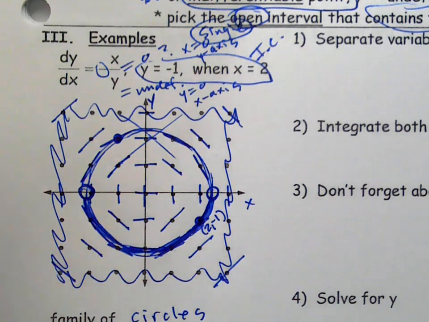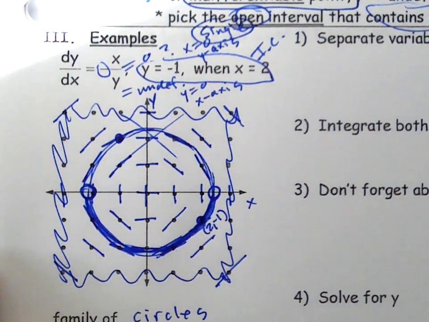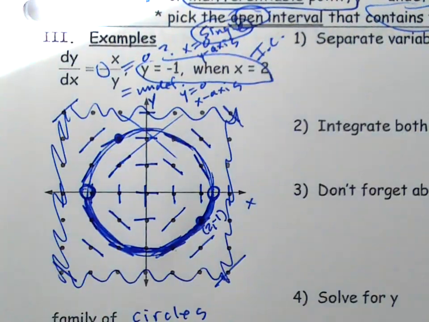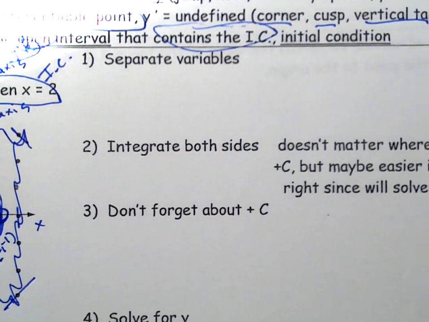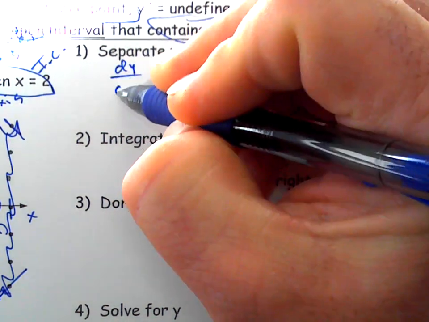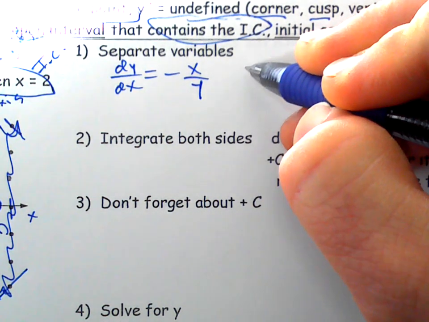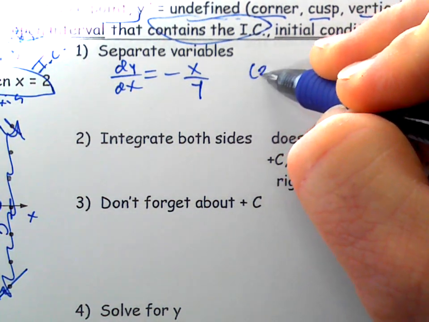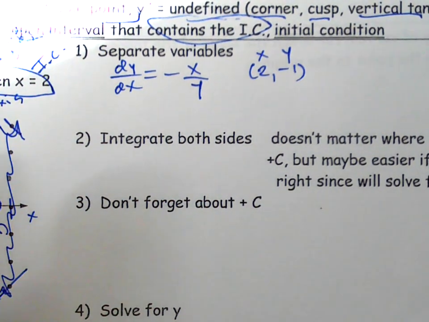So now let's go to finding the solution, not visually, but algebraically. We'll break it down as the main steps that I described up above. So I'm going to go ahead and just rewrite it: dy/dx equals negative x over y, and our initial condition is (2, -1). That's your x and your y that we'll use later to find the c.